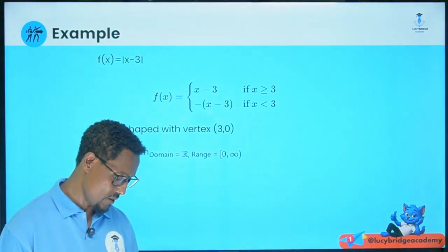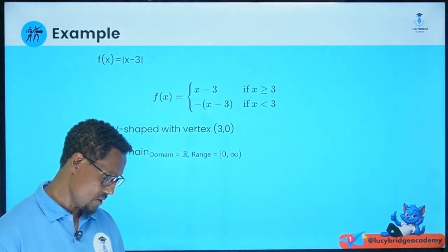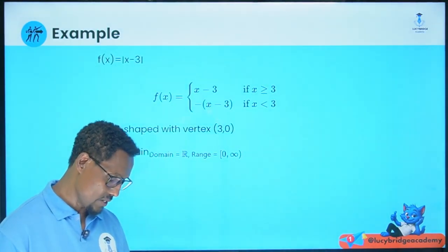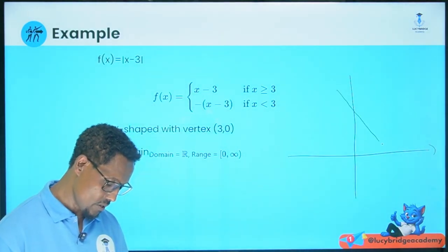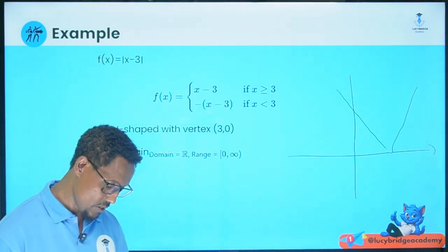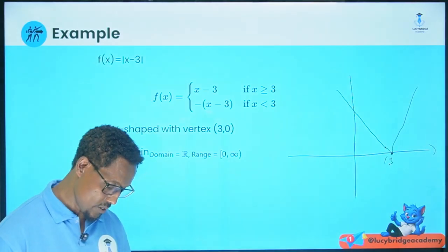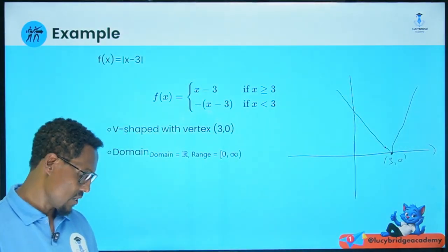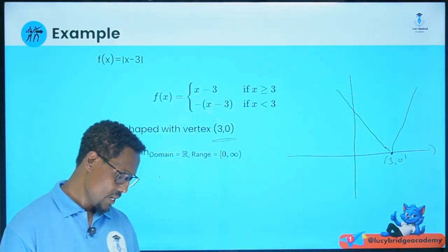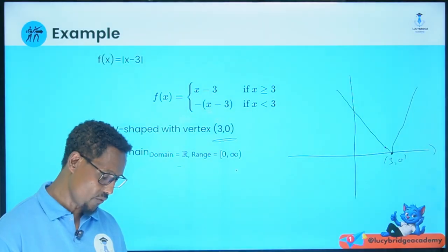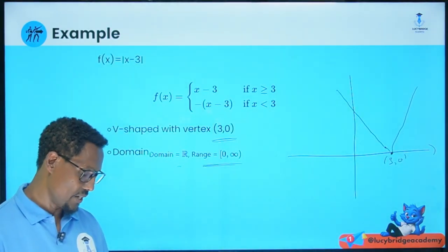The x minus 3 has been corrected here. It was corrected and saved earlier. Let me place the graph again. Three units. So it is v shaped with vertex 3,0. The domain is the set of all real numbers and the range is from 0 to positive infinity.